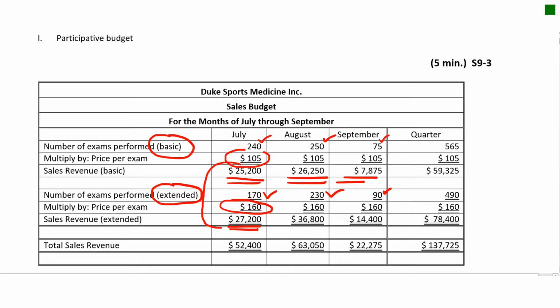And then you just total. You take 25.2 plus 27.2 here at the bottom, and that would be for the month of July. You can then do that for August, for September, and then you can total it for the quarter. This is called your sales budget.